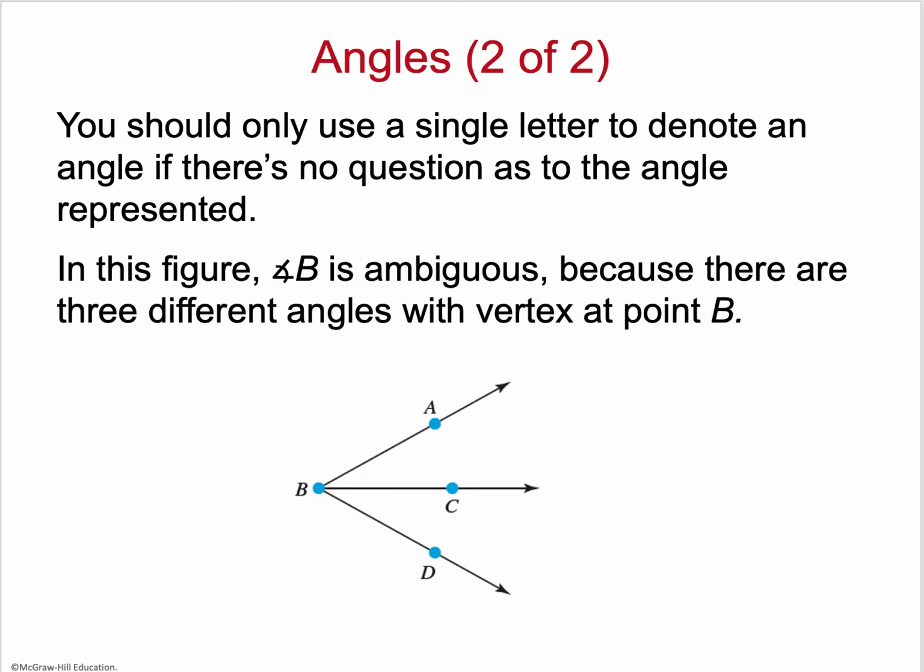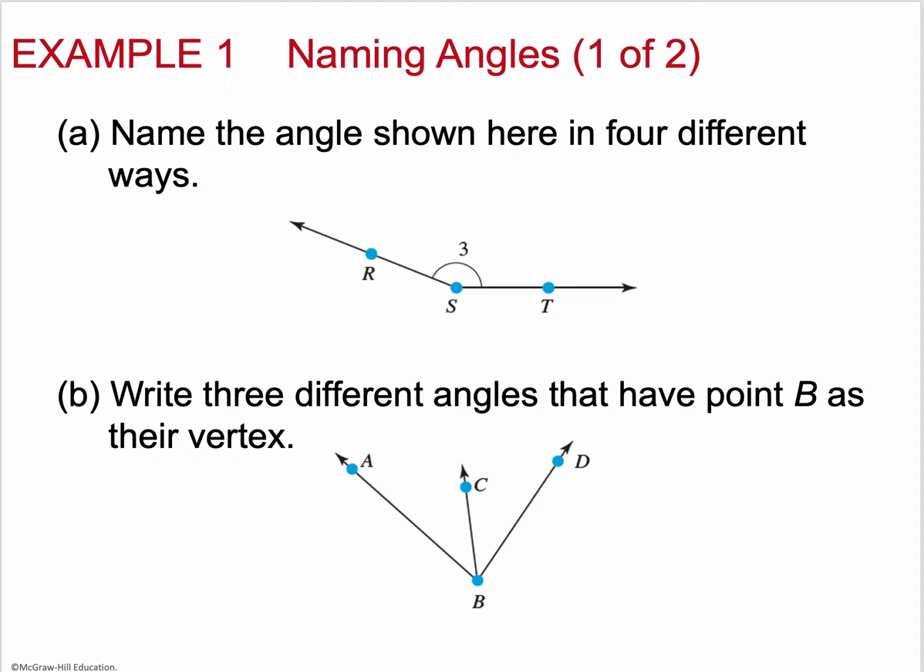Typically, we'll only use a single letter to denote an angle if there's no question about the angle that's being represented. So if you look at the example here, if I call this angle B, you don't know if you're talking about this angle up here or this angle down here. So we would avoid saying angle B in this case because it's a little ambiguous.